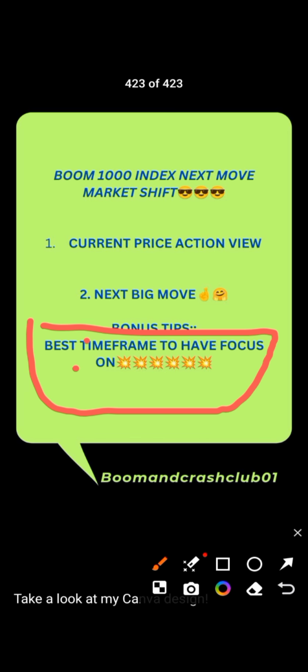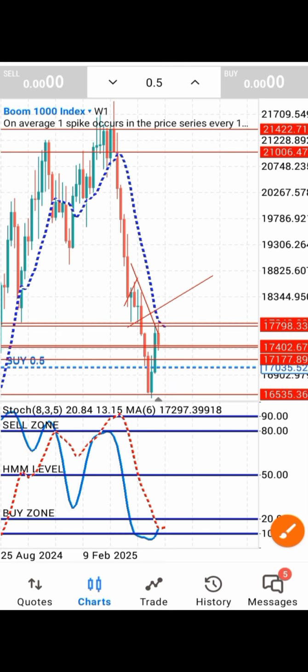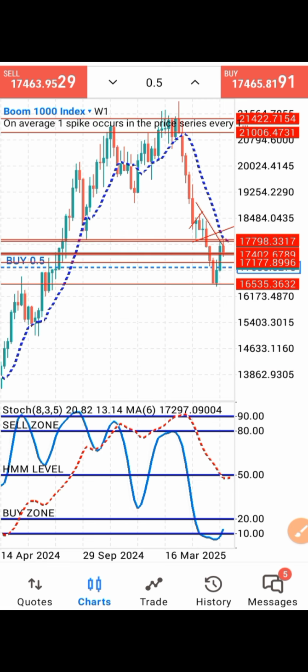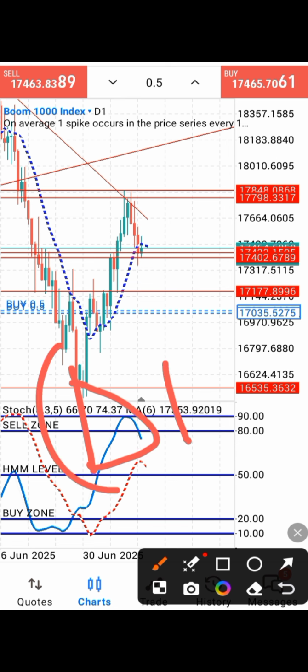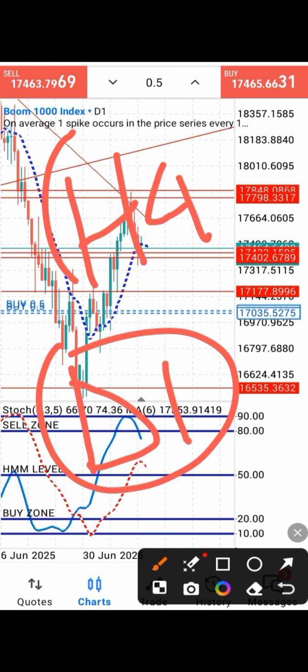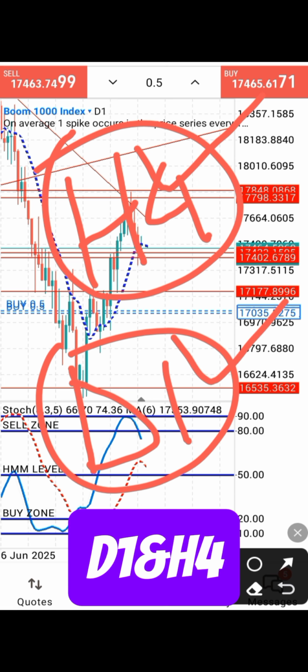So let's move to the best time frame to focus on, which is: which time frame do you need to focus on very well while trading the Boom and Crash market? For me personally, I use the daily time frame and the 4 hours time frame, which is D1 and H4. These are my major time frames. If you understand how these time frames work, and how to connect market structure on these time frames, you should be able to make money trading the Boom and Crash. You should be able to catch spikes and always have everything you need trading the Boom and Crash market this 2025.